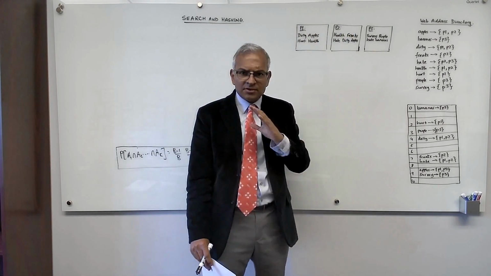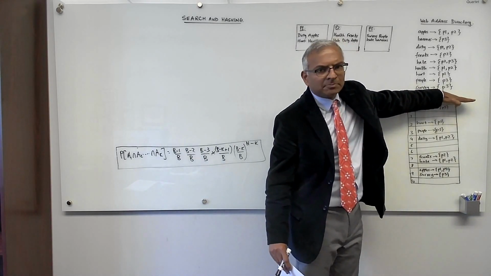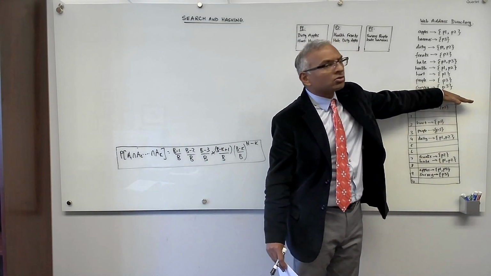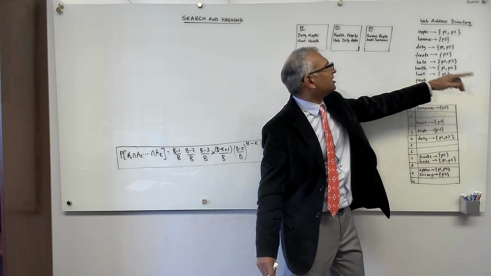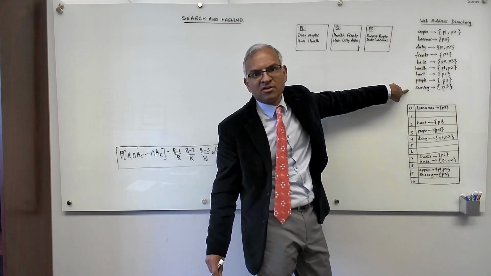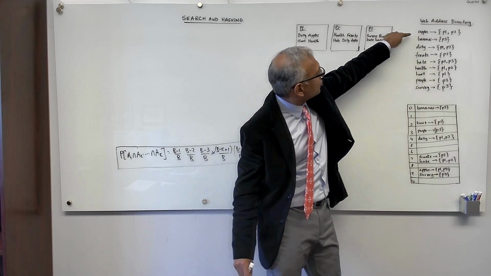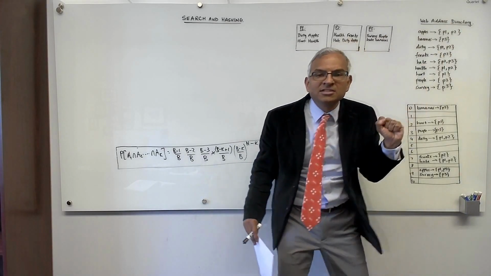Okay. Now, the standard way to solve this problem, and forget about what's going on at the bottom, might be what we could call a web address directory, just like a telephone directory. Take every word and sort the words, just like a telephone directory sorts names. So sort the words, and then to each word attach a list of the pages it appears on.